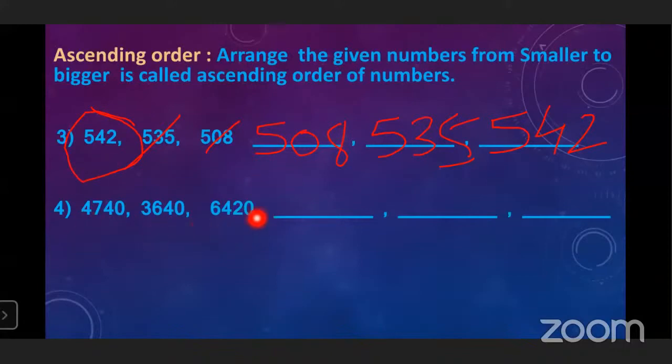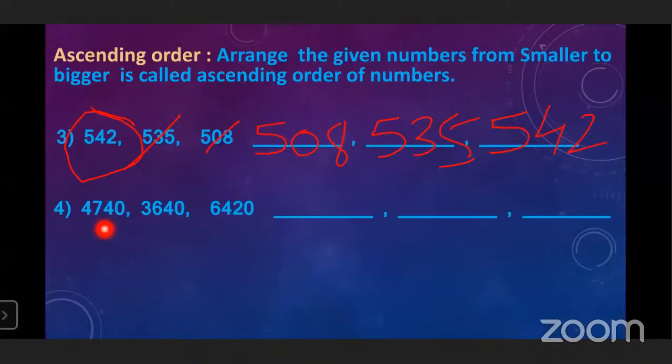Every time you have to use the same technique for finding the smaller number, because we are arranging the numbers in ascending order. Ascending means smaller to bigger. First of all, you have to see the digits. After that, you have to see the higher place. Which number has a bigger digit on the higher place? That number is the bigger number.